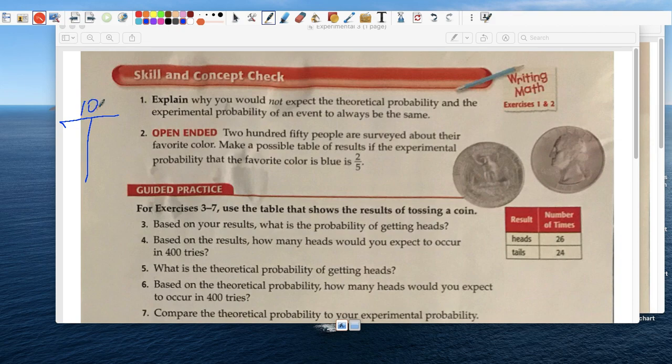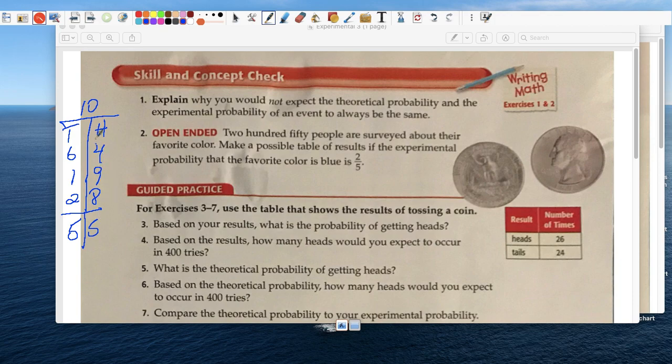10 trials, you can get, let's say, tails and heads. You can get 6 tails, 4 heads. You can get 1 tail, 9 heads. Is it possible? It is, right? So you can get 2 tails, 8 heads. So not every time. I mean, our expectation is 5 and 5, but can you get 5 and 5? Yeah. Can you get 2 and 8? Can you get 1 and 9? Can you get 6 and 4?